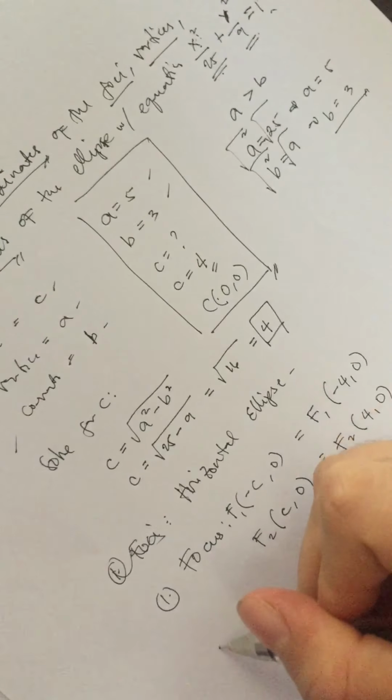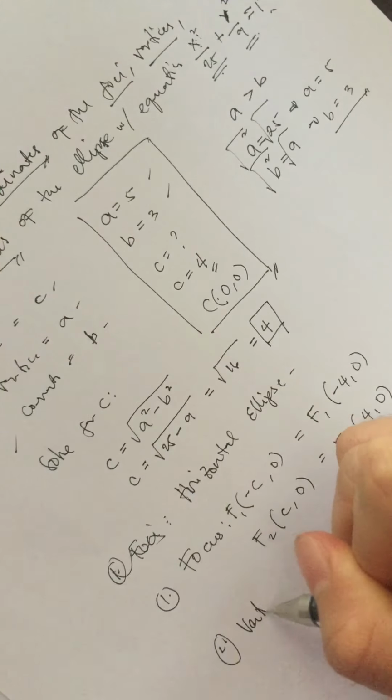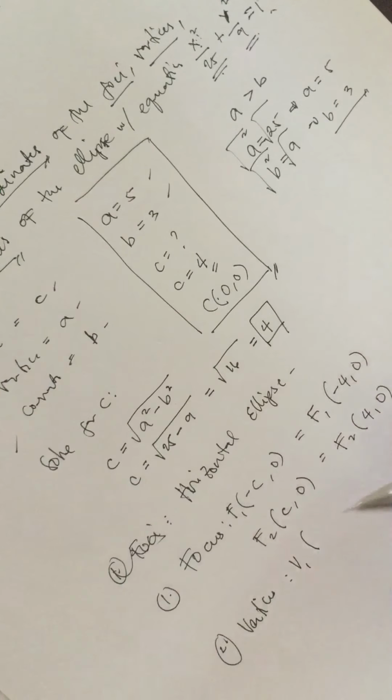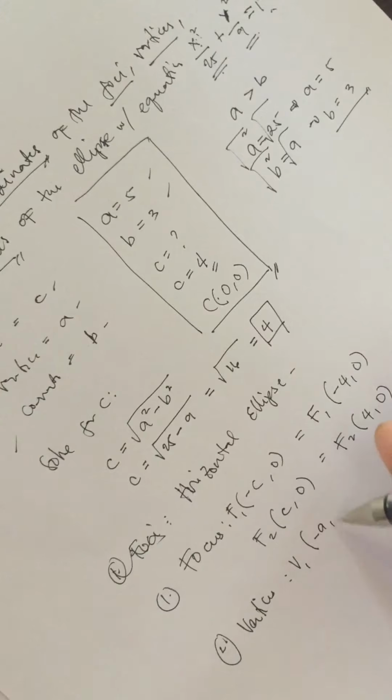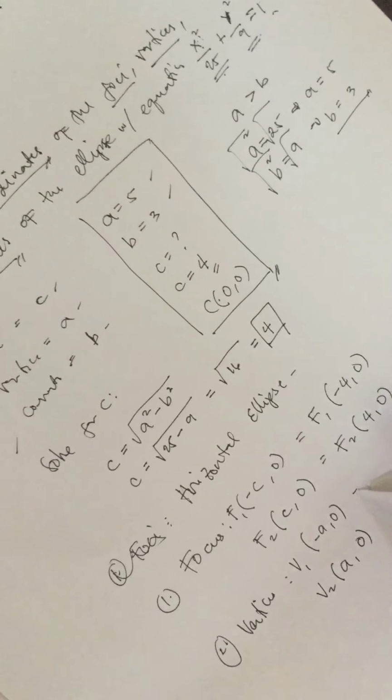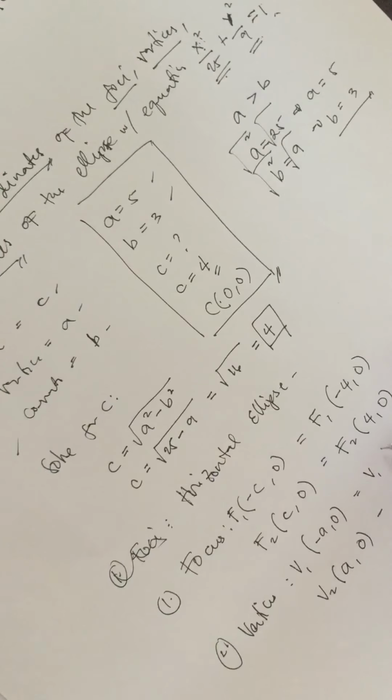Next, our vertices. We are looking for the vertices. Our V1 is denoted by negative A, 0. Our V2 would be A, 0. So, V1 would be, what is our A? 5. So, negative 5, 0. Our V2, 5, 0.